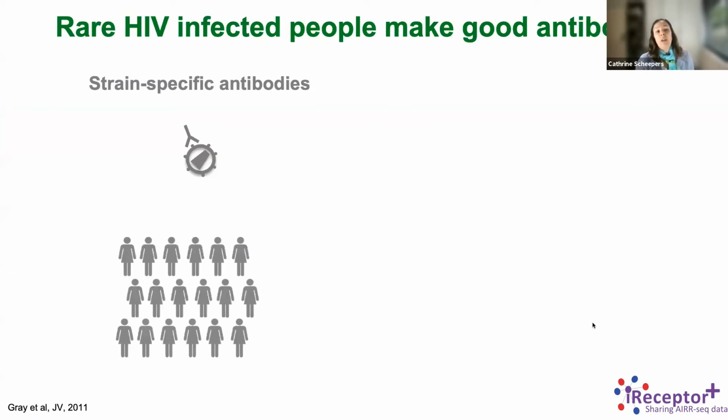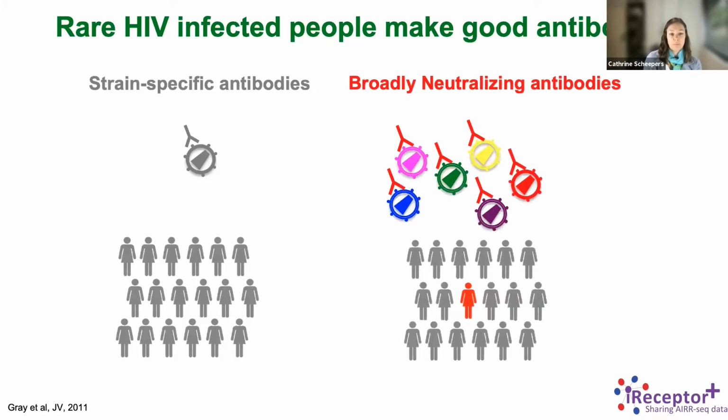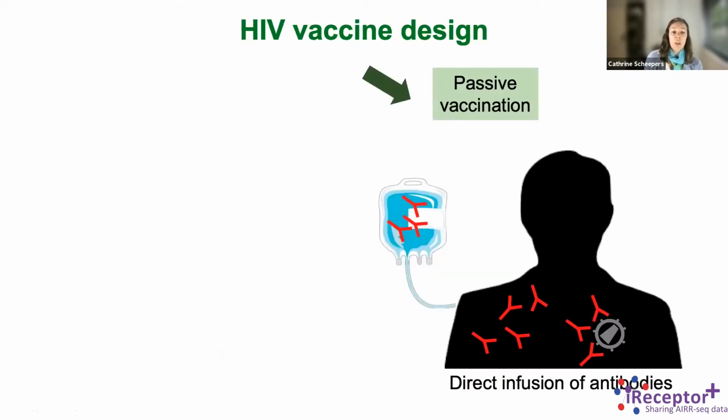During HIV infection, everybody mounts antibodies, and these we call strain-specific antibodies. But in about 25% of people, we see the development of broadly neutralizing antibodies. This essentially means antibodies capable of neutralizing globally circulating strains. We use the information from broadly neutralizing antibodies in a vaccine setting, and you can do this in 2 ways. The first is through passive vaccination.